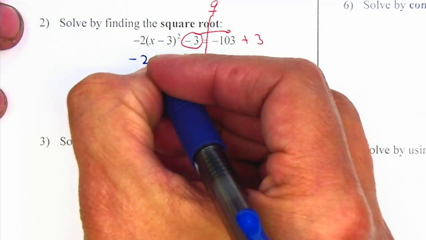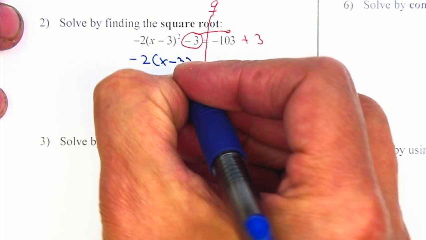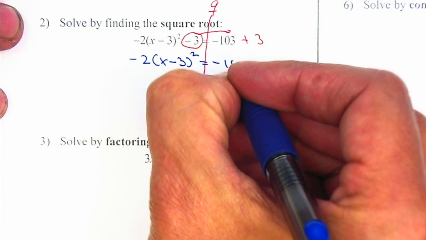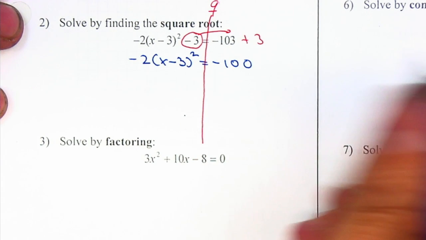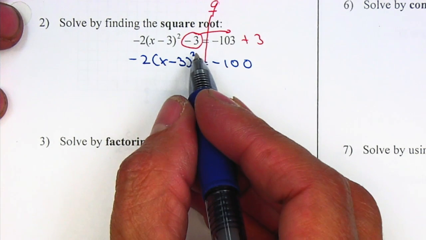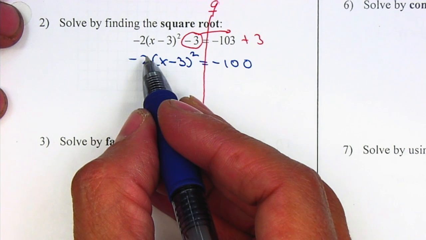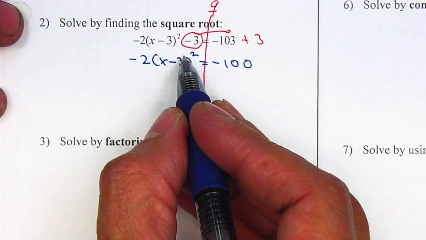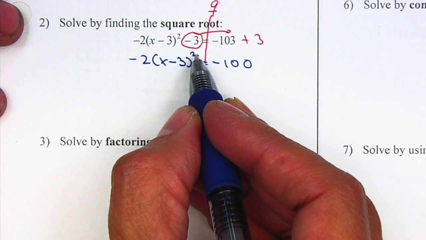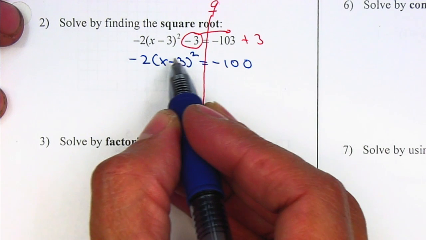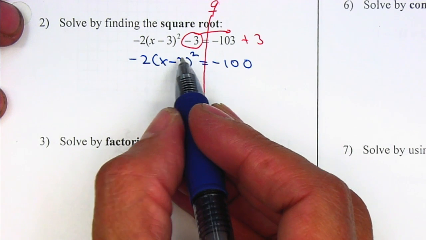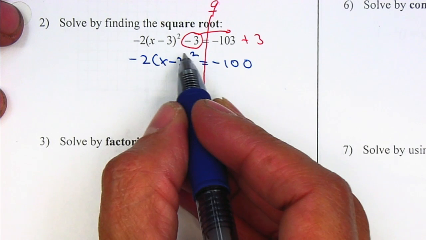That gives me negative 2 times x minus 3 squared is equal to negative 100. I need to leave the x minus 3 squared by itself. Many of you are tempted to distribute the negative 2. You can't because of this square. Remember, you cannot distribute the negative 2. I want to leave the x minus 3 squared by itself.